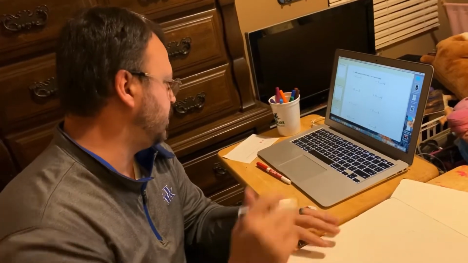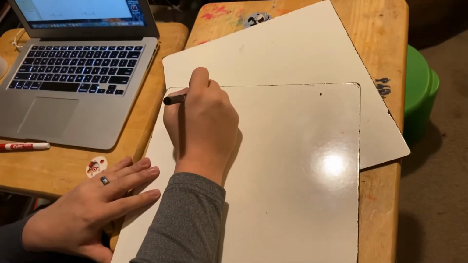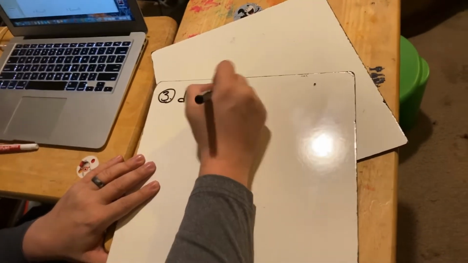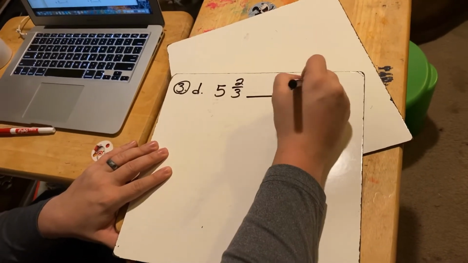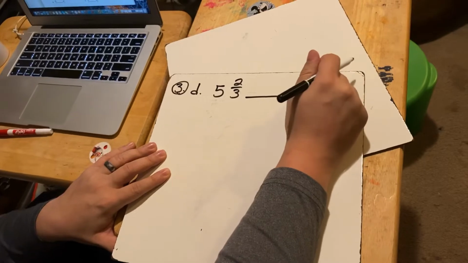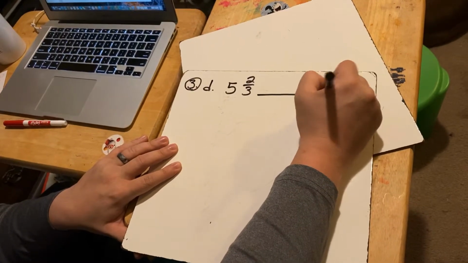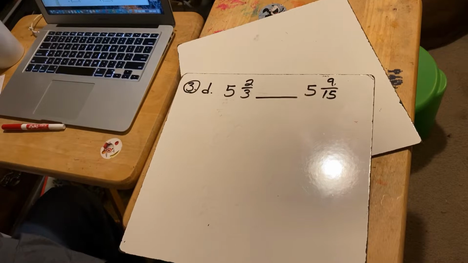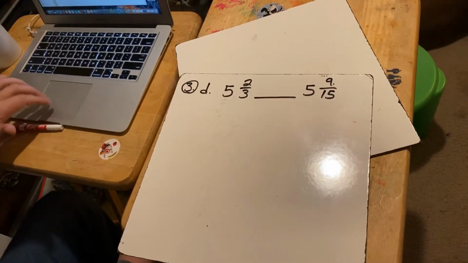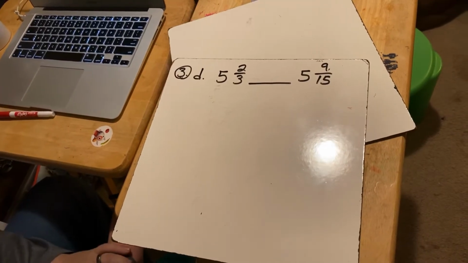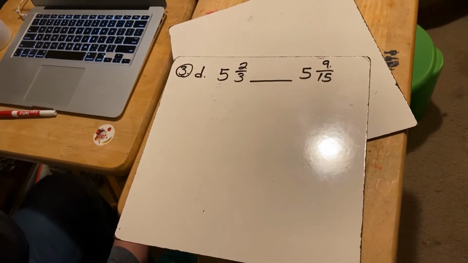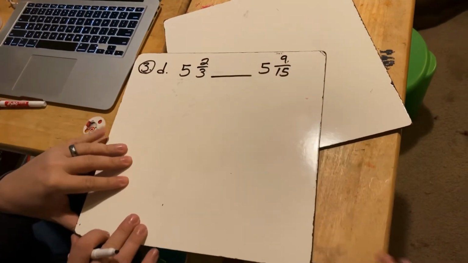So rather than just repeating ourselves, let's just go ahead and work on 3D first. 3D says I've got 5 2/3, and I'm comparing that to 5 9/15. And if you notice, like on the front page, they had wanted us to use an area model. By the way, you don't have to use an area model. You're not going to have to draw a tape diagram. All I want you to do here is you just do the same steps we did on the front.